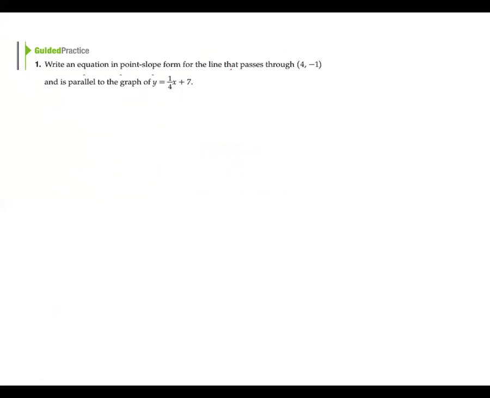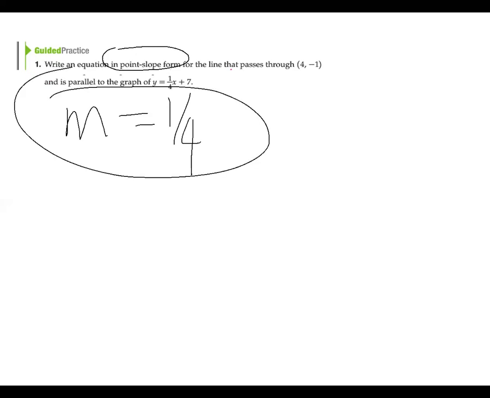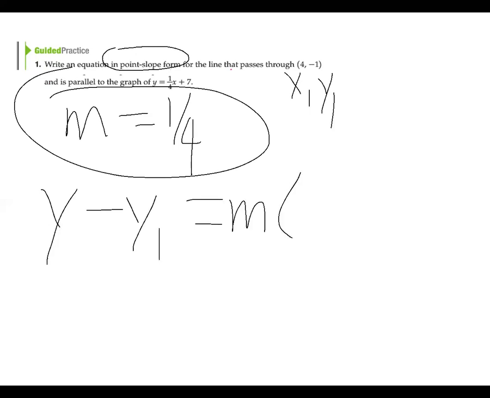All right, we're back. So if we want to write an equation in point slope form, notice it said point slope form, for the line that passes through 4, negative 1 and is parallel to the graph of y equals 1/4 x plus 7. Well, I know that the slope is 1/4 of the line that's given, so that's going to be my slope of the parallel line because they have the same slope. I know my x1 and y1 are 4 and negative 1 because that's what they gave me. So I take y minus y1 equals slope times x minus x1 and plug everything in.